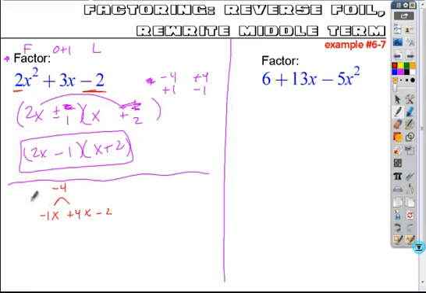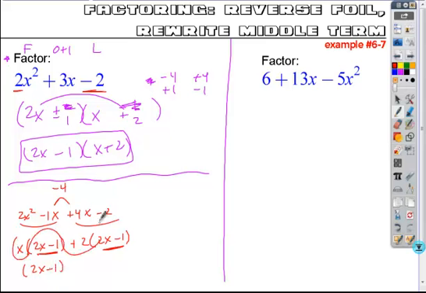Drop my first and last terms down and factor by grouping. Here I can take out an x, leaving a 2x minus 1. Here I can take out a 2, leaving 2x minus 1. If I've done it right, I should have a common binomial factor to remove. And then the remaining factors of x and plus 2 form the terms of my other binomial factor.